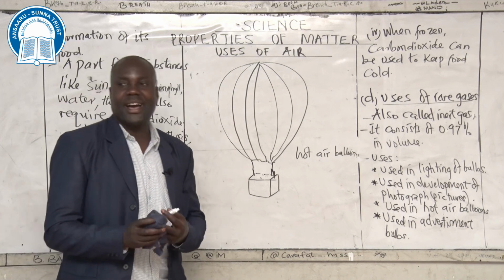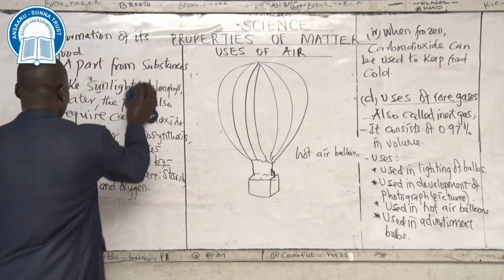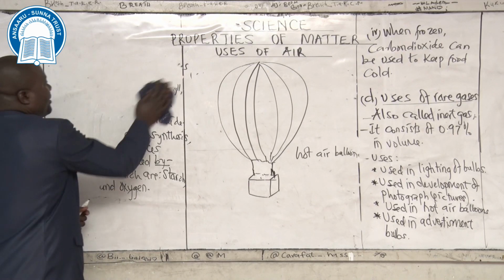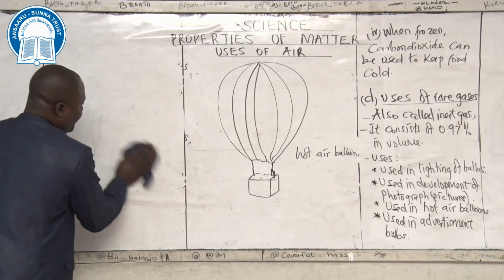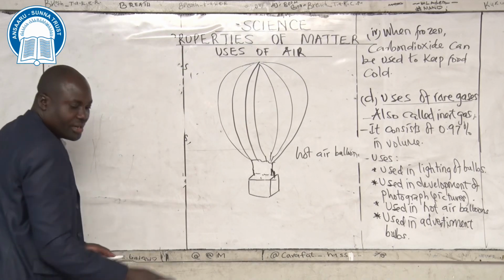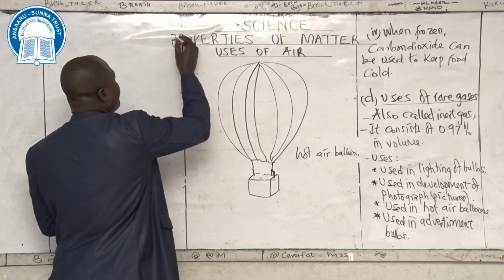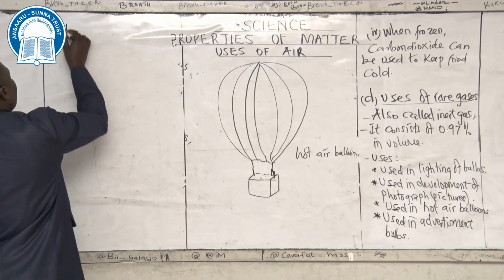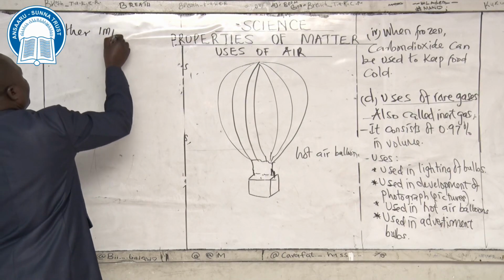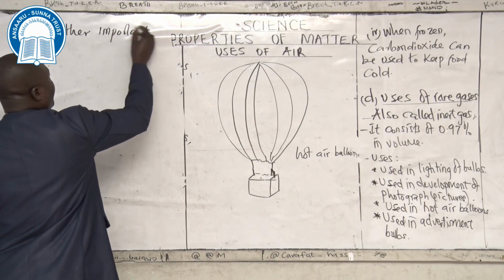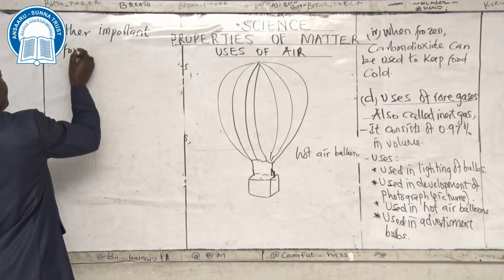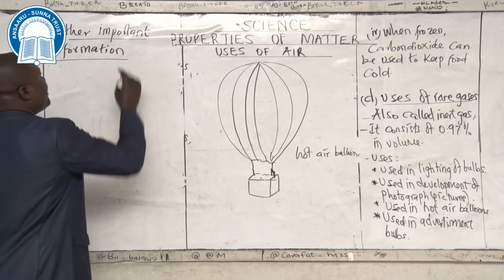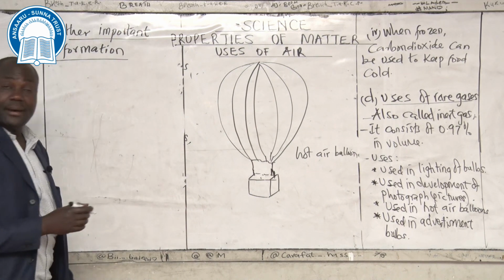So let us go deeper and find some other importance about gases and the properties of matter, standard 6, which are some questions that do come in the exam. So let's look at these questions. Other important information. This is the most important part that may come in the exam.